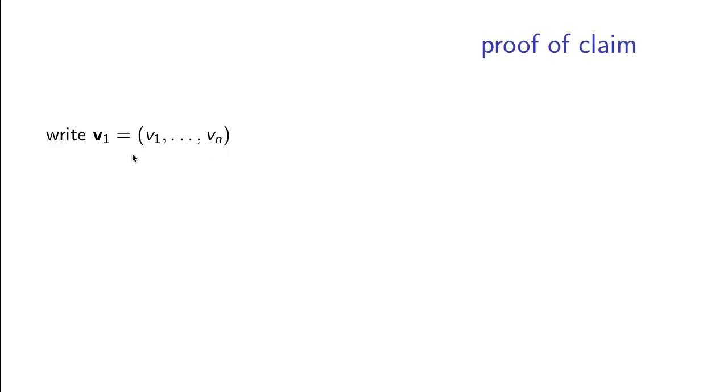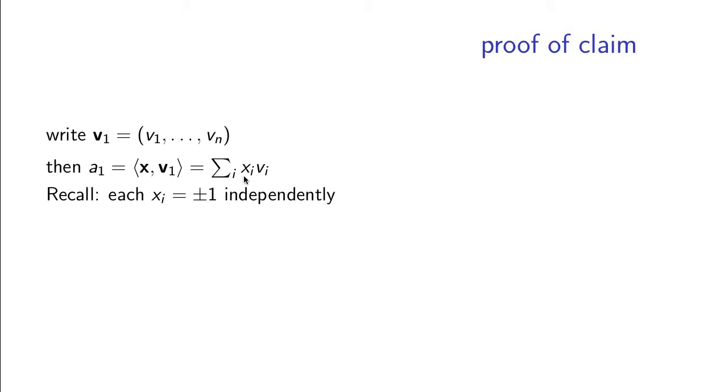Let's call the coordinates of v1 v1 through vn. Then the component of x parallel to v1 will just be the inner product of x and v1, which will be the summation over the entries of the product of xi and vi. Here each xi is equally likely to be plus 1 or minus 1, and the different entries are independent. So from now on, we will think of a1 as a random variable described by this expression, and whose sample space is the set of choices for the vector x.